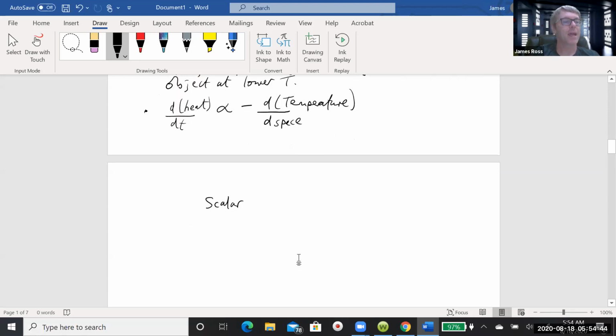Okay, now we can talk about scalar fields. So you can think of temperature as a scalar field. So we can say temperature as a scalar field, which for those that know, it doesn't really matter, but it's a rank 0 tensor.